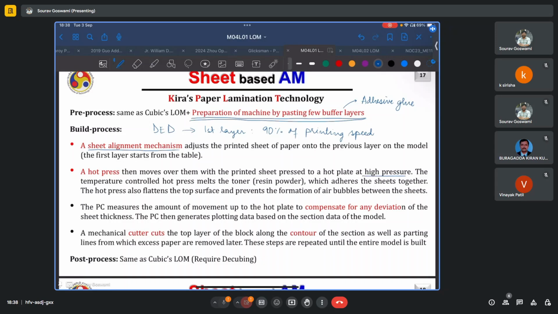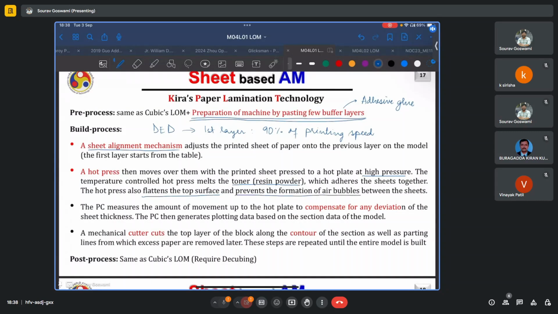So here you have a combination of heat and pressure. The temperature controlled hot press will melt the toner which is on the bottom surface of the sheet, and this toner then helps to bind this sheet with the previously deposited layers. The hot press will also flatten the top surface and make it flat and smooth, and will prevent the formation of any voids or air bubbles between sheets.